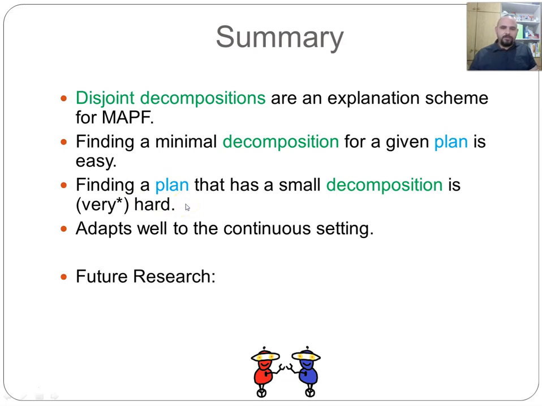Now, for future research, the first thing we want to do is optimize our algorithm. Currently, the algorithms we implemented don't actually take into account the number of decompositions that we want to achieve. So we actually just do multi-agent pathfinding basically and try to find a plan with a small number of decompositions.